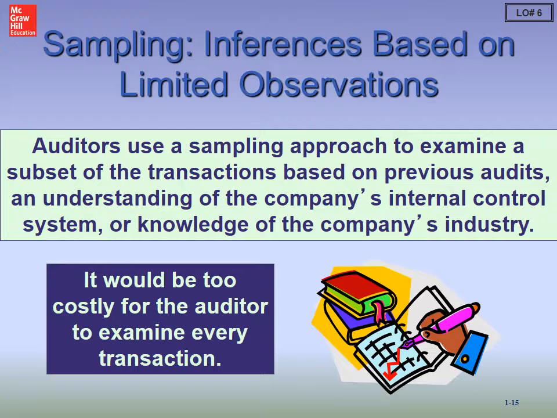Now, the problem with sampling, and we're going to learn this in some of our later chapters, is that a sample can necessarily not reflect the true state of the population. And if that's the case, that could lead to our giving an incorrect opinion. We have audit failure if the sample is not indicative of the population, and that's one of the factors that could affect our audit risk.